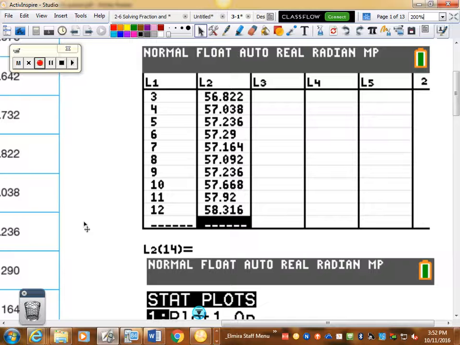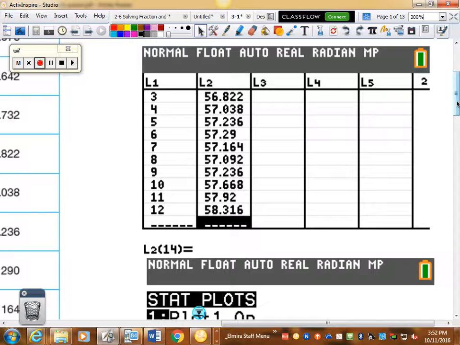And if you see that error, mismatch or invalid dimension, go back to your L1 and your L2 by hitting your stat edit and see if you have the same number of values in both sides.